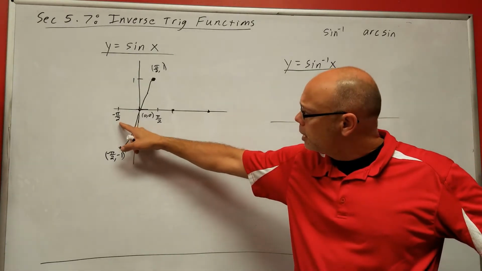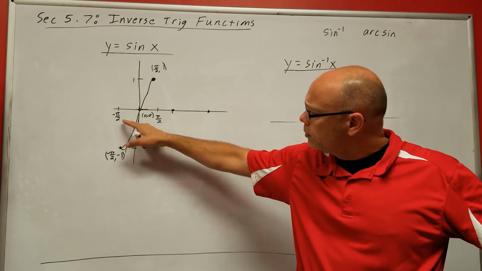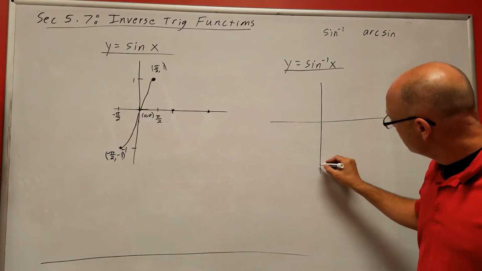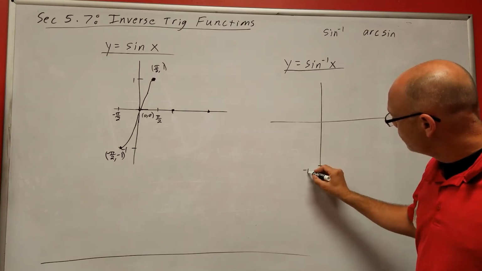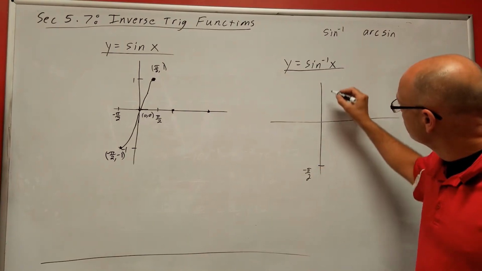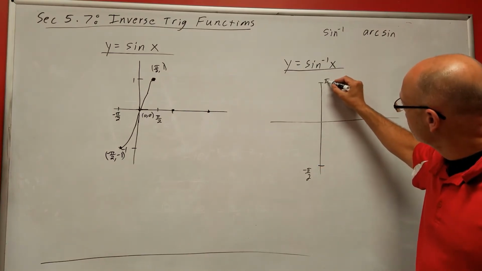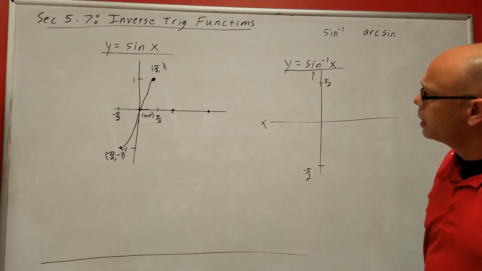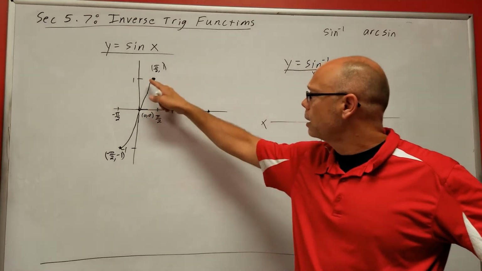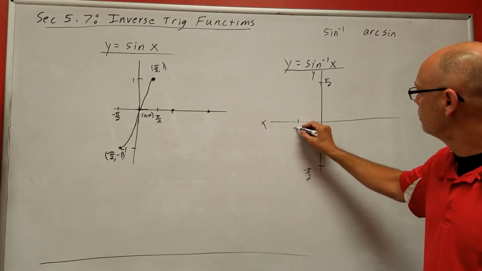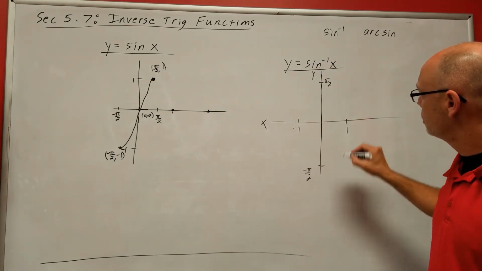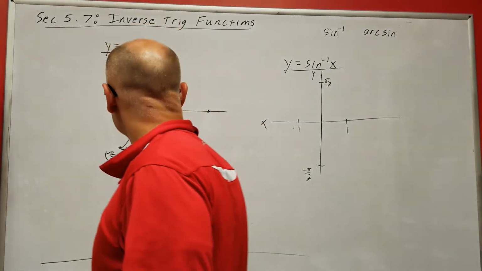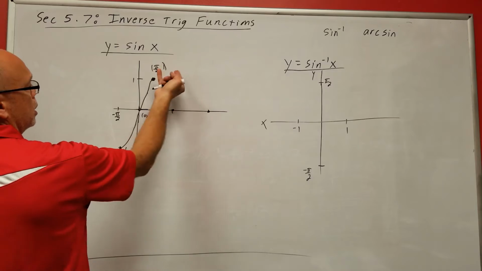So instead of my x-axis going from negative pi over 2 to pi over 2, I'm going to look at my y-axis going from negative pi over 2 to pi over 2. And my x-axis now is going to be from negative 1 to 1. From negative 1 to 1. Now let's plot these points. So I'm going to invert each point here.